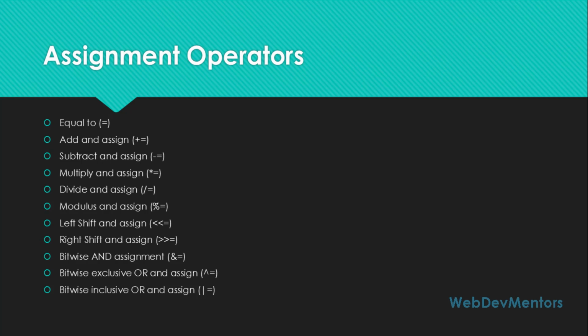Left shift and assign is going to shift the bits to the left by the number of bits specified in the right side operand, and assign it to the same variable. And right shift and assign is going to shift the bits to the right side by the number of bits specified in the right operand, and assign it to the same variable. Bitwise AND and assign is going to check the bits that have been set in both the variables and assign the result to the same variable specified on the left side. Bitwise inclusive OR and assign is going to copy the bits that are set in at least one of the variables and assign it to the same variable on the left side.